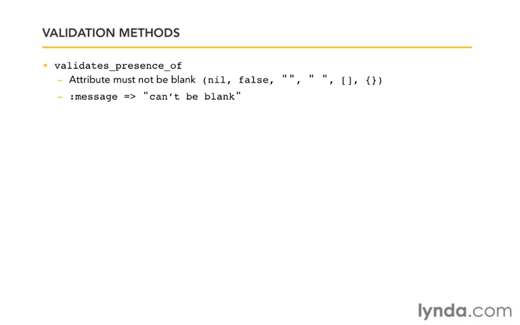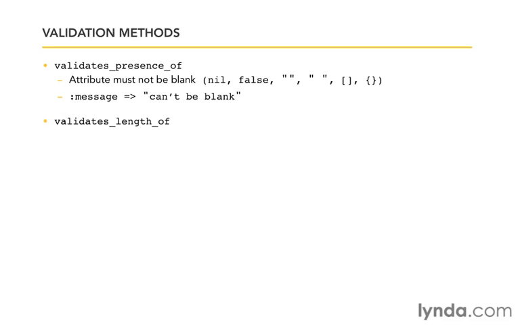Now, validates presence of makes sure that the attribute is not blank. And blank in Rails encompasses nil, false, an empty string, a string with only spaces in it, an empty array, and an empty hash. And if we have this validation on one of our models and we submit an attribute that's considered blank, then that model will be marked with an error saying that name can't be blank. Now, we can customize the last part of that message. Name is going to be whatever the attribute is, but the last part, can't be blank, we can configure by passing in message in the options hash.